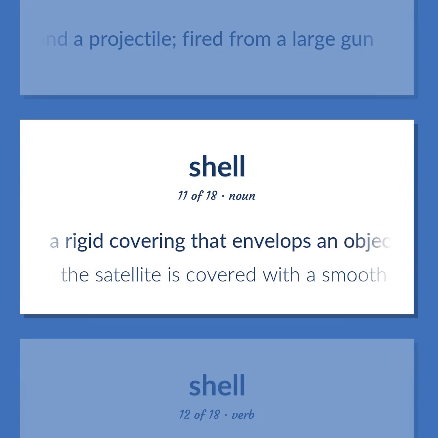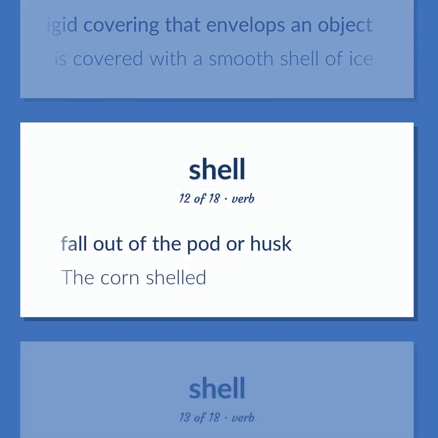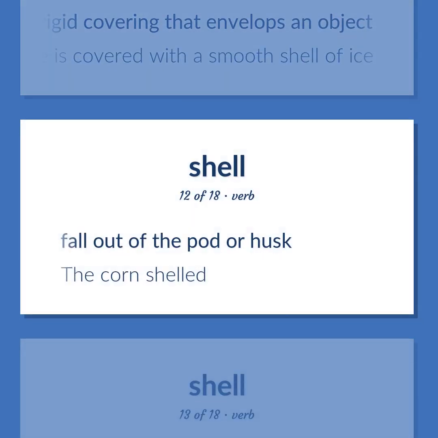A rigid covering that envelops an object. The satellite is covered with a smooth shell of ice. Fall out of the pod or husk. The corn shell.